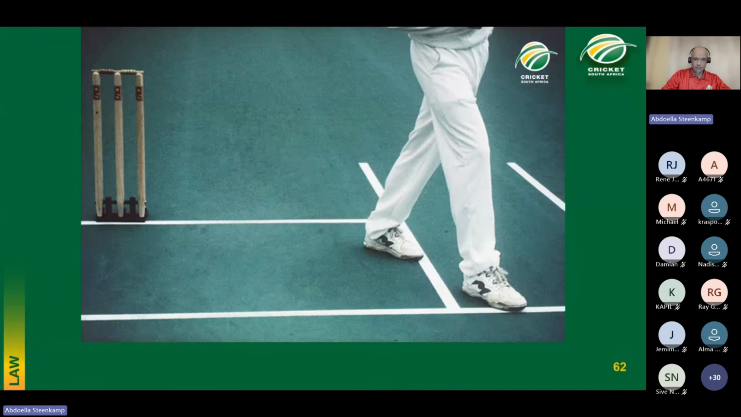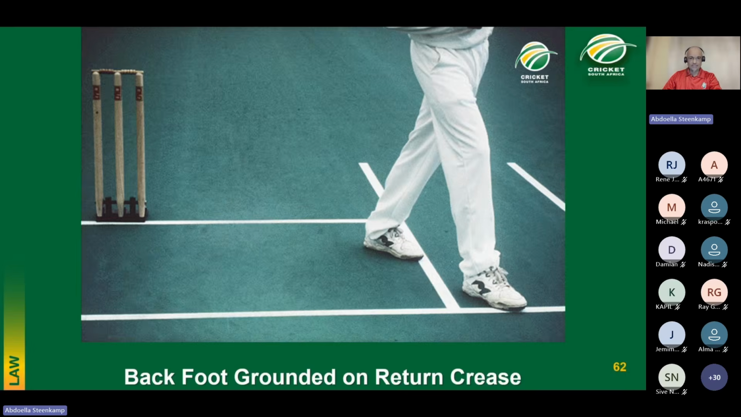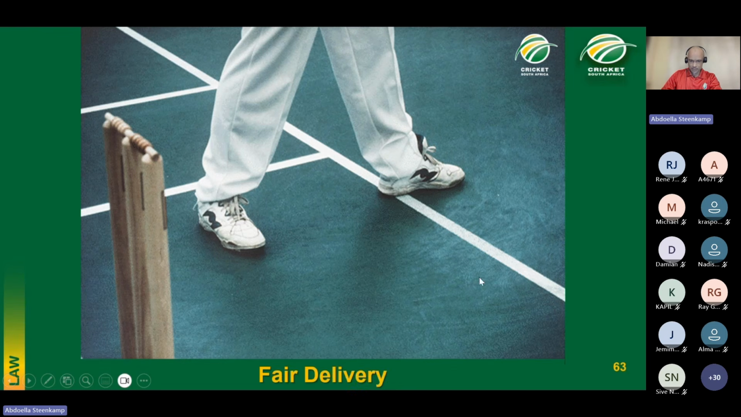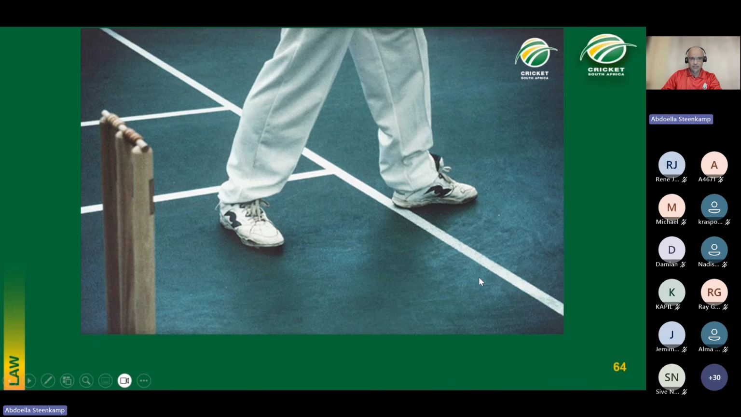Again, a left arm bowler bowling around. Let's start with the front foot. There is part of the front foot behind the back edge of the popping crease, so we're happy with the front foot. Is the back foot touching that return crease? Yes, it is. That's why this is a no ball. Back foot we're happy with because it's not touching the return crease. Front foot: is part of it, whether grounded or raised, behind the back edge of the popping crease? Yes, there is. That's why this is a fair delivery.